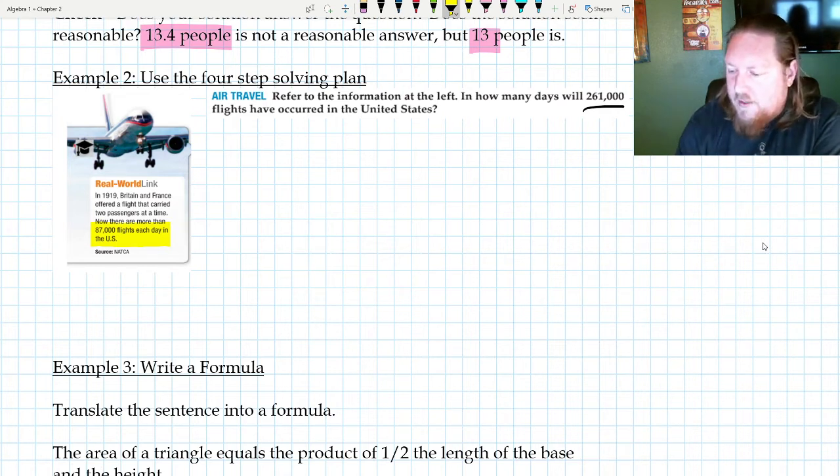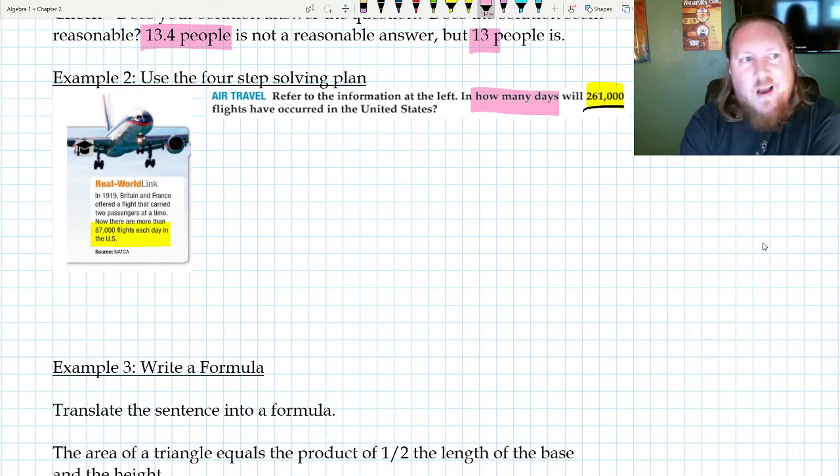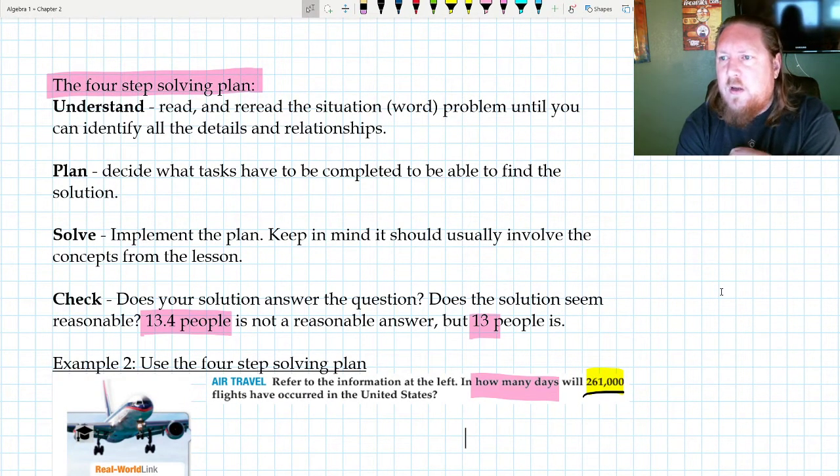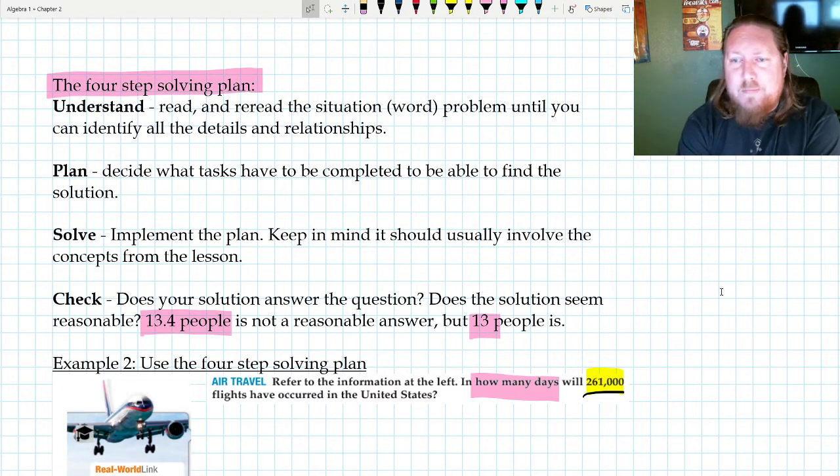So those are going to be what I want to use. I've got a target of 261,000 and the answer I'm looking for, and it's always good to try to find out what do they finally want at the end. What is your ultimate goal? Your answer is going to be about how many days it is. So, not how many flights, it's going to be how many days. But the flights is going to be used in that. So, do we feel like we've understood the problem? We have read and reread the situation until you can identify all the details and relationships? I think so.